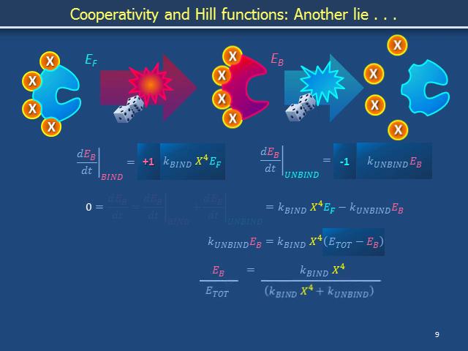Relabel the ratio of bound enzyme population E sub B over total enzyme population E sub tot as the bound fraction F sub B. Finally, relabel the ratio of coefficients K sub unbind divided by K sub bind as the 4th power of X sub half. This final expression is called a Hill function with Hill coefficient 4.